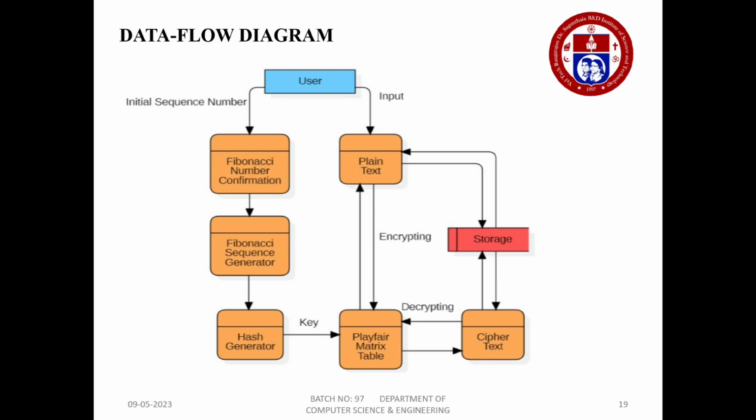Since we need to carry out encryption as well as decryption, we can take out the ciphertext from the storage, and then using the paper matrix table, we can do the decryption process, then get the plain text, which will again be stored in the storage. The storage has input and output parts, outgoing and incoming, to both ciphertext and plain text components.